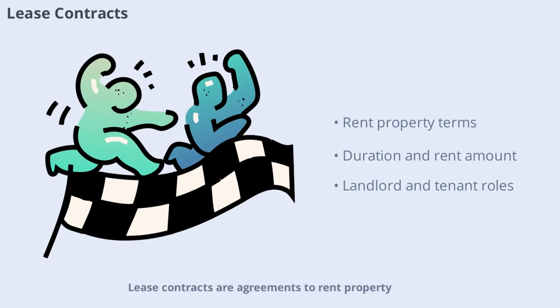Lease contracts are agreements to rent property, such as an apartment or office space. They specify the duration, rent amount, and responsibilities of both landlord and tenant. Lease contracts help ensure that both parties understand their rights and obligations during the rental period.